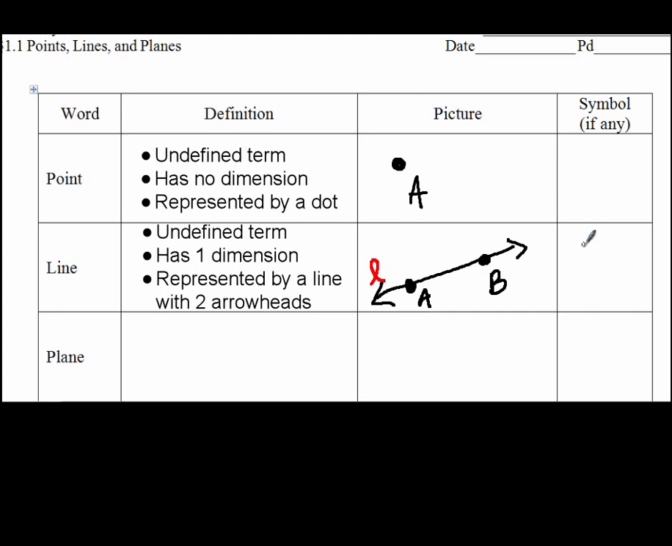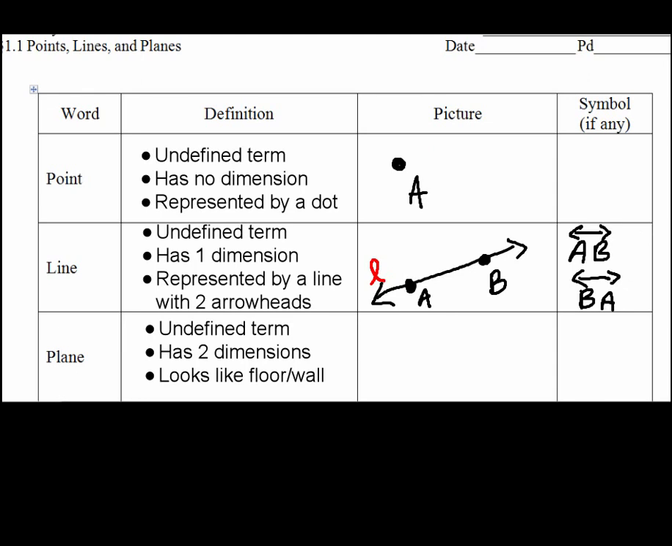Now symbolically, you could see that written like this, line AB, or if you flip that around, then you could have the B first and the A second, and then the arrow above it. So that's how you represent a line symbolically. And you could also represent it just simply by the letter L.